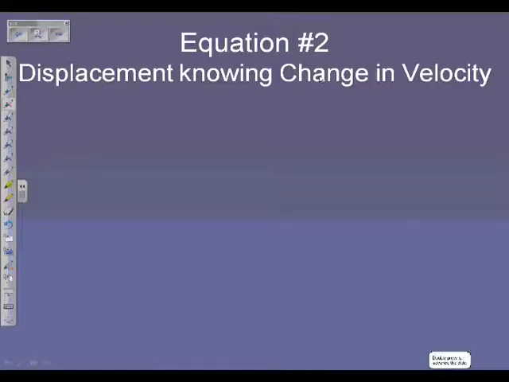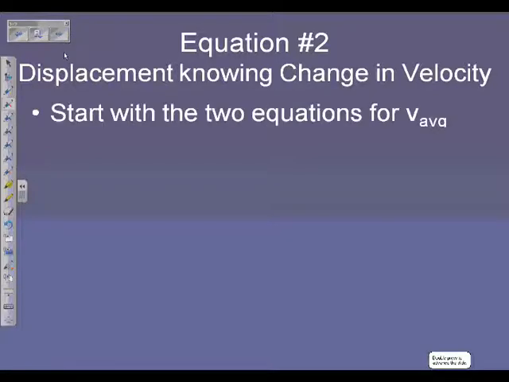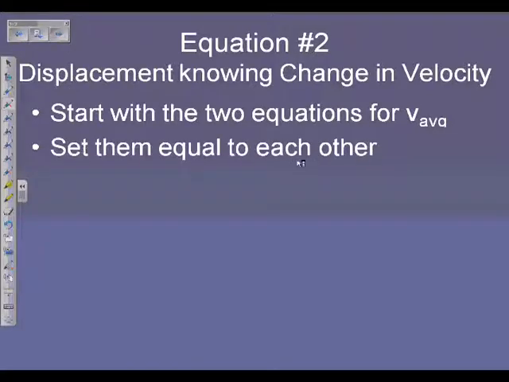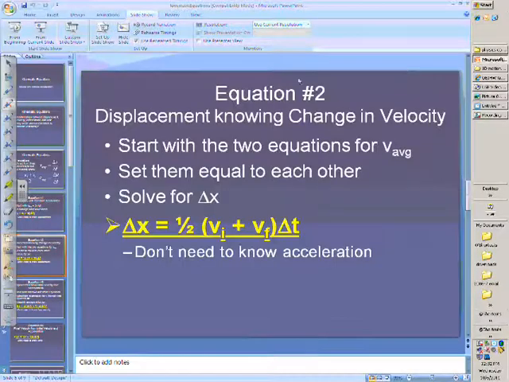Equation number 2, displacement knowing change in velocity. So the first thing we do, there were 2 equations in the previous slide among the 3 equations that we needed to know in order to develop these relationships. And 2 of them were equal to V average, different ways of calculating V average. So what we're going to do is set them equal to each other, and then solve for delta x, or solve for the displacement. So let me do that here.